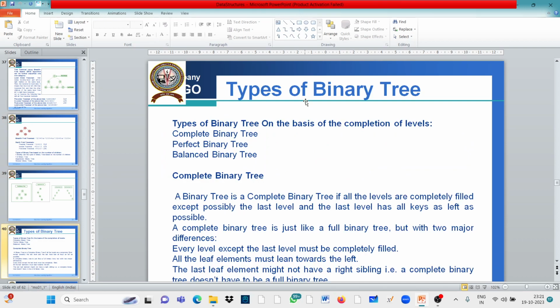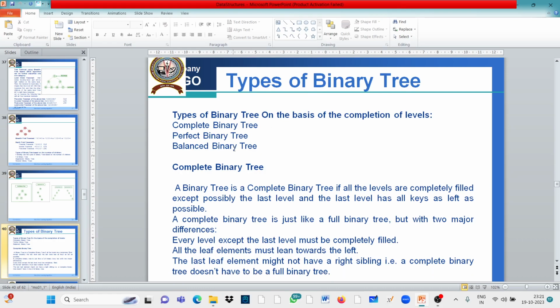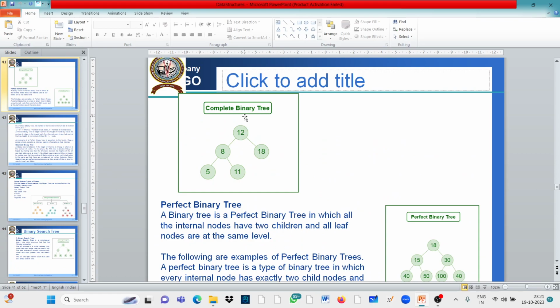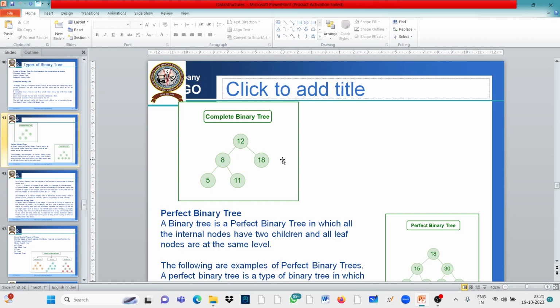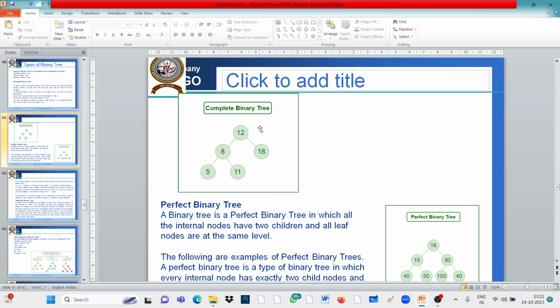Then we can also go for the types of binary trees on the basis of the completion level. One is the complete binary tree, second one is the perfect binary tree, third one is the balanced binary tree. What is this? In the complete binary tree, what you see? A binary tree is a complete binary tree if all the levels are completely filled except the last level. See, here the levels are completely filled, but the last one is not filled. Except that, if all are filled completely, then we say complete binary tree.